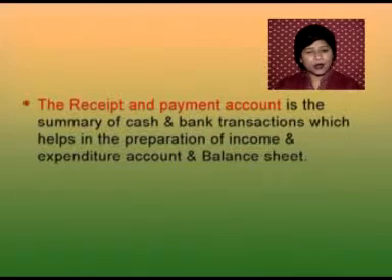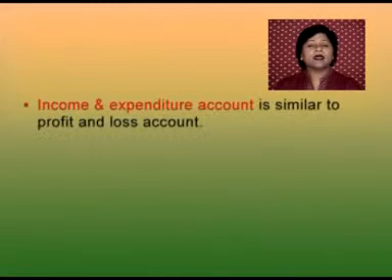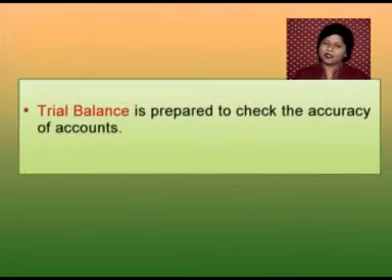The receipt and payment account is the summary of the cash and bank transactions, which further helps in the preparation of the income and expenditure account and balance sheet. The income and expenditure account should be treated as equivalent to the profit and loss account, and it is similar to the profit and loss account. Trial balance is prepared to check the accuracy of the accounts, and it also facilitates the preparation of the receipt and payment account as well as the income and expenditure account and the balance sheet.